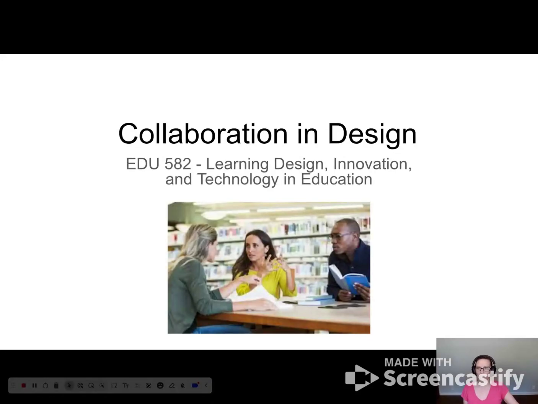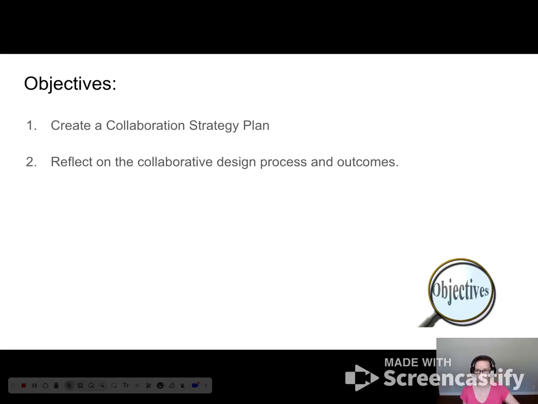This is Module 7, Collaboration in Design. So this week we are talking about exploring the power of collaboration in education. We'll examine how working with interdisciplinary teams strengthens instruction, supports diverse learners, and contributes to innovative educational design.